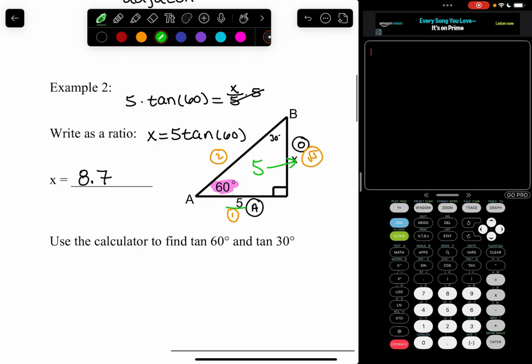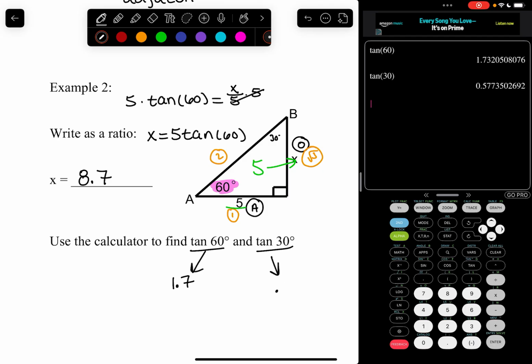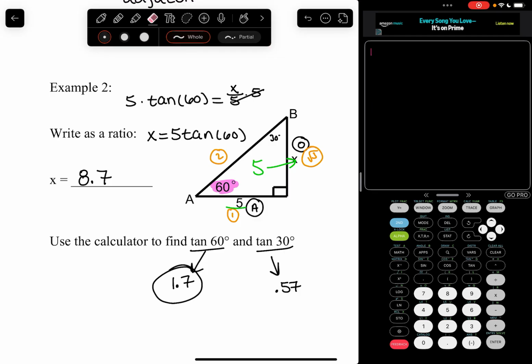Okay, now it says use a calculator to find the tangent of 60 and the tangent of 30. So I'm going to type in the tangent of 60, which is going to give me this. I'm going to show you what that is in just a minute. That is 1.7. And then the tangent of 30, and we're going to get that. Okay, now, square root of 3 is 1.7, which is what we got here. All right, did I do tangent of 30 right? Yeah, okay.